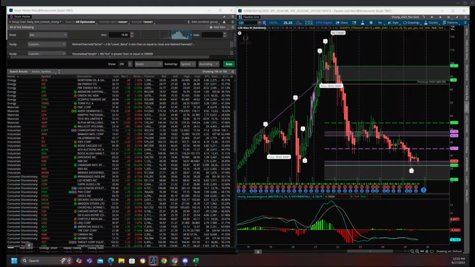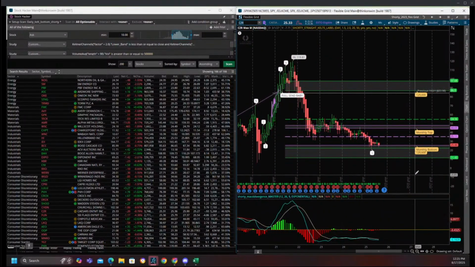This actually doesn't look bad. It doesn't look bad at all. Quarterly bottom, monthly bottom. The worst thing we're gonna get out of this is 44.